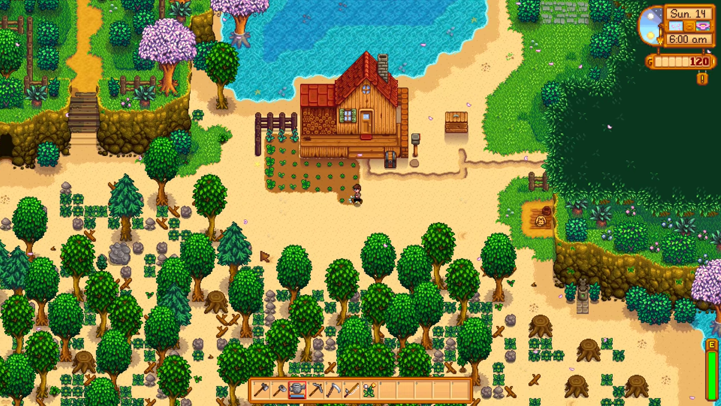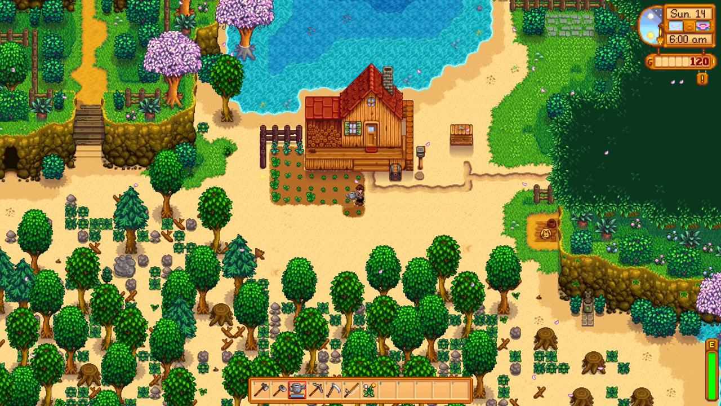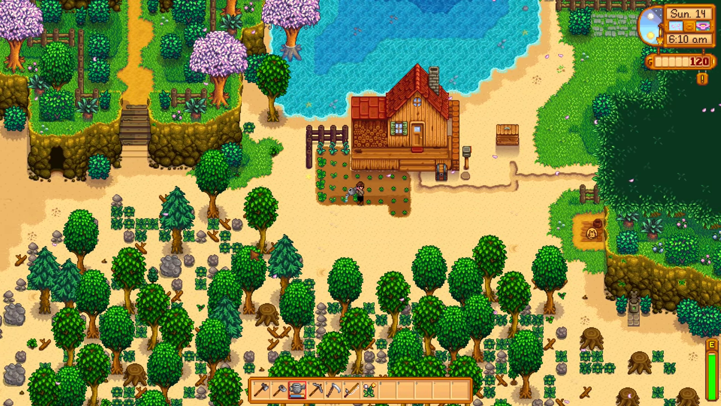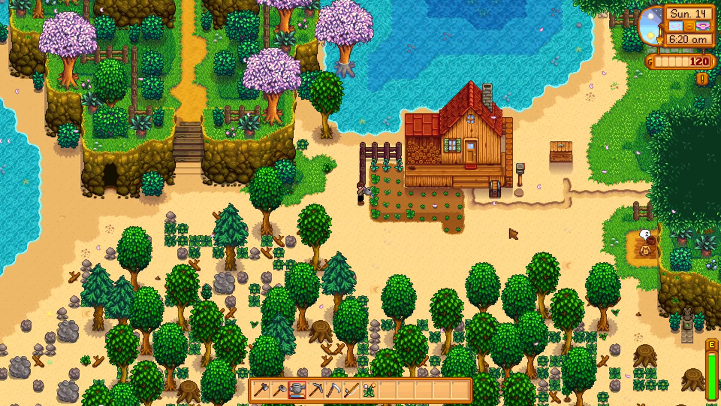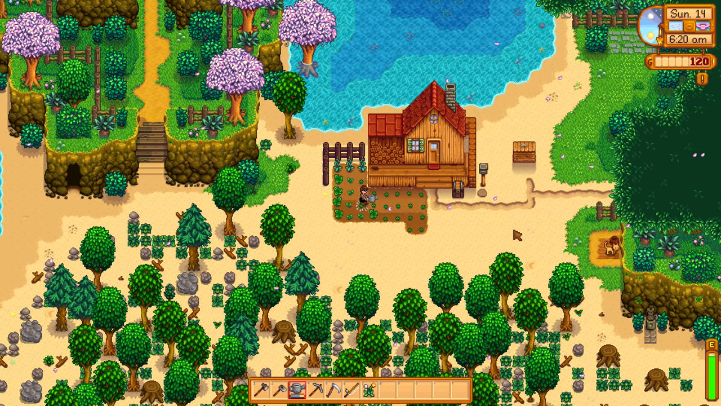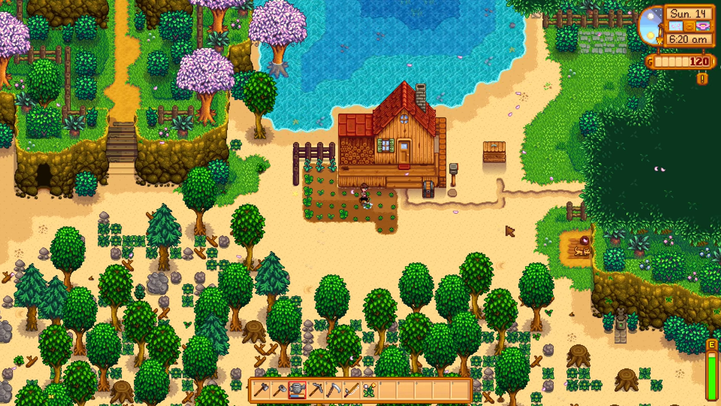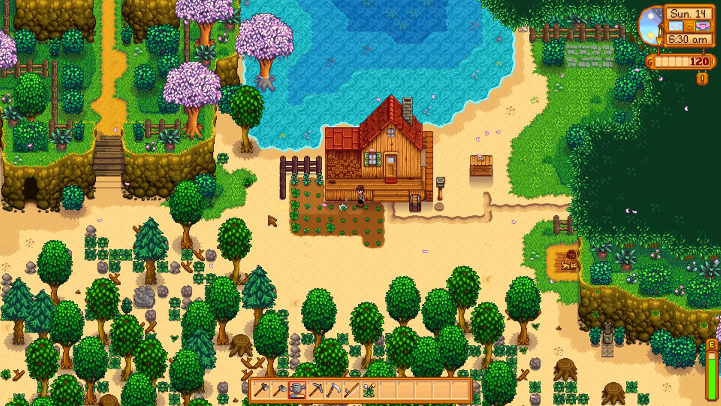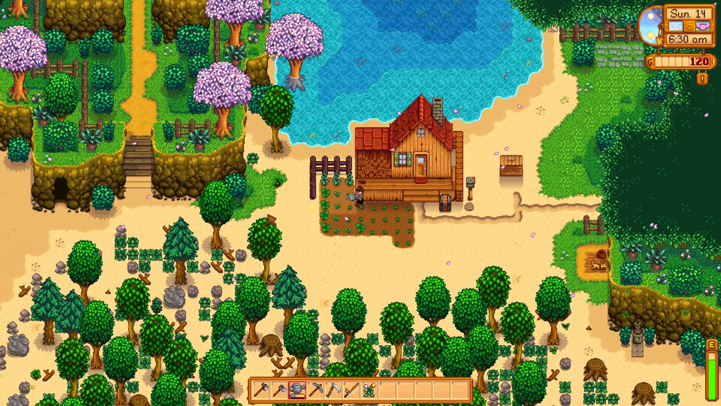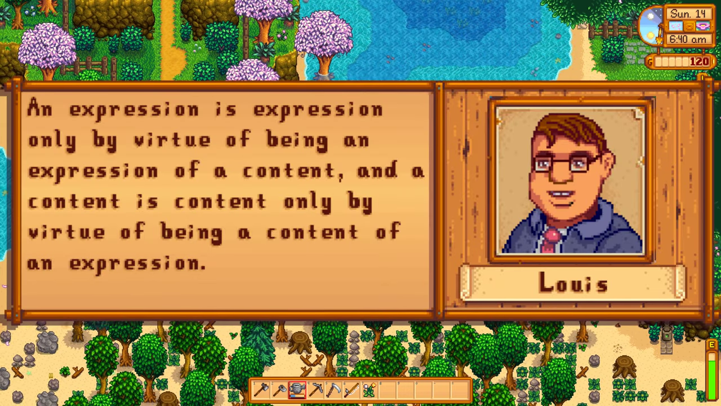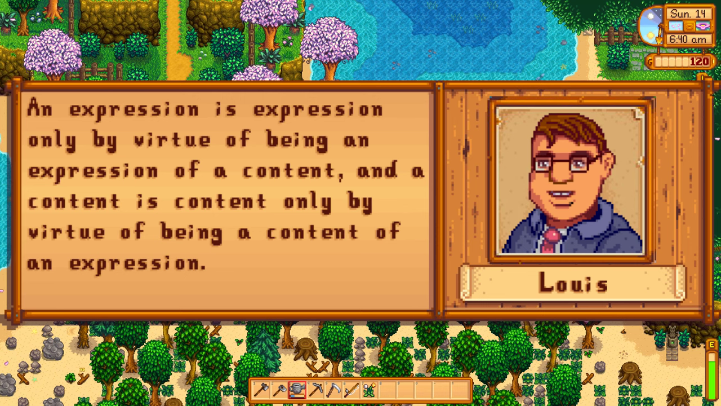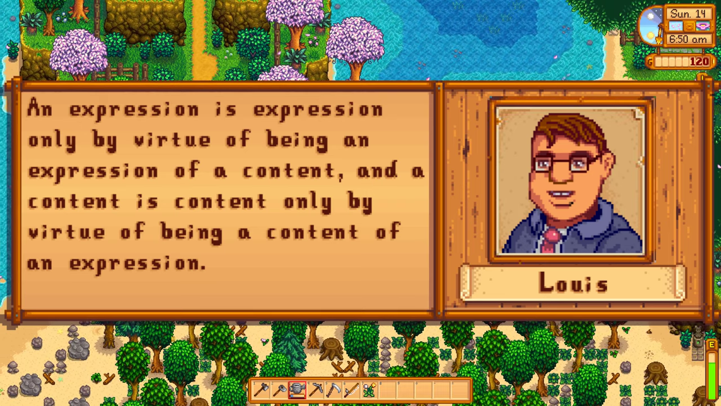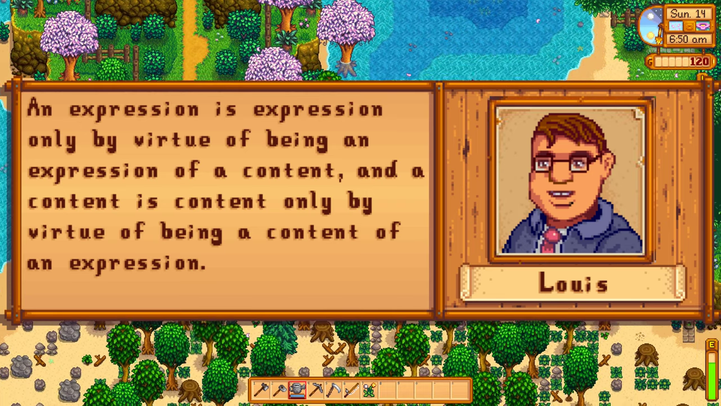To find the appropriate position, Hjelmslev says that we have to stop talking about signs as such, but rather as sign functions, contracted by functives of expression and content. This function is a solidarity, meaning that both functives are interdependent. In other words, expression can't exist without content, and content can't exist without expression. To borrow his words, an expression is expression only by virtue of being an expression of a content, and a content is content only by virtue of being a content of an expression.